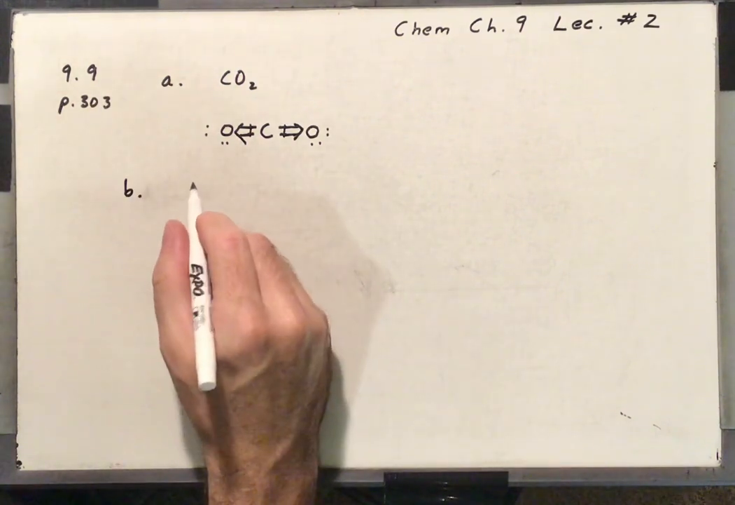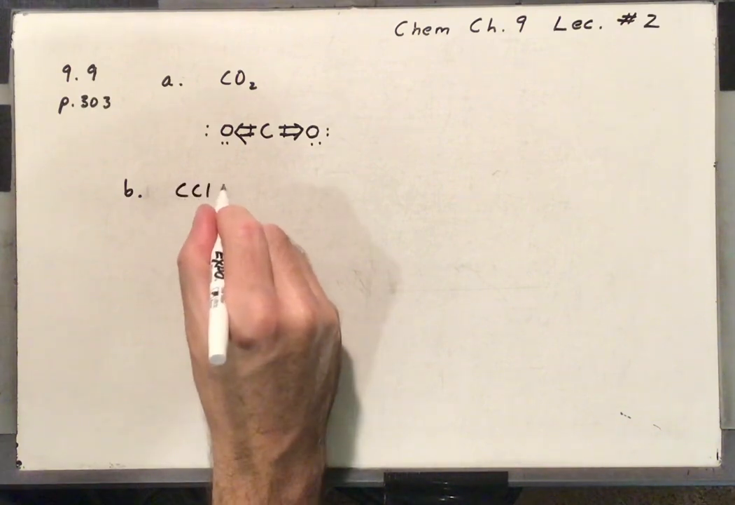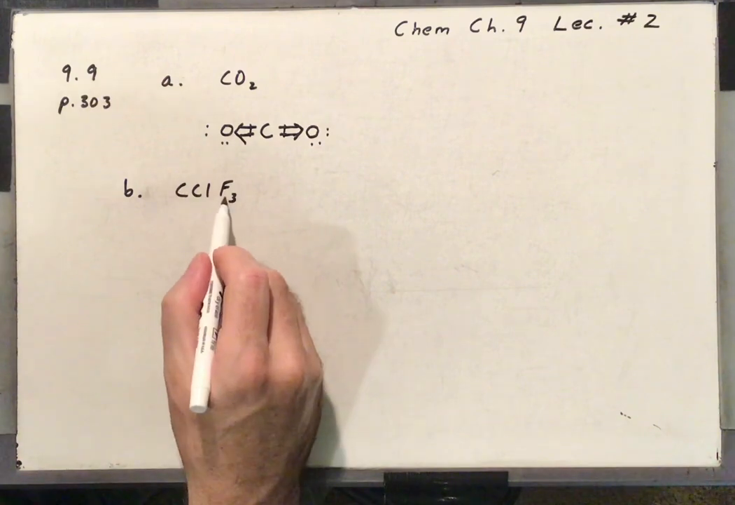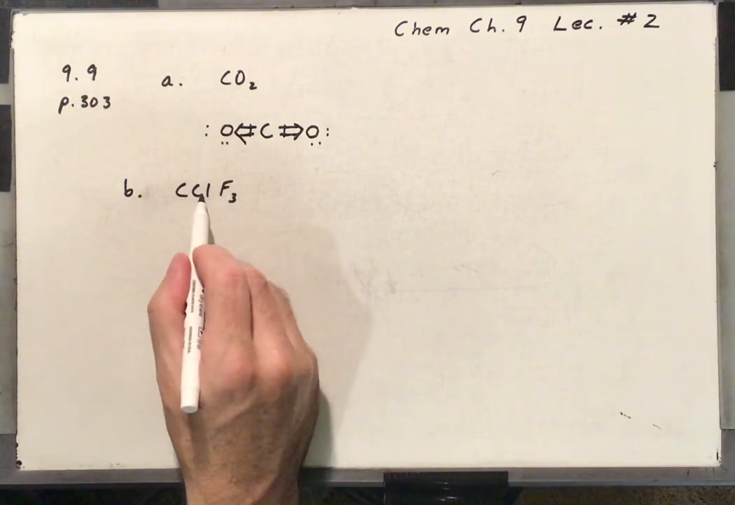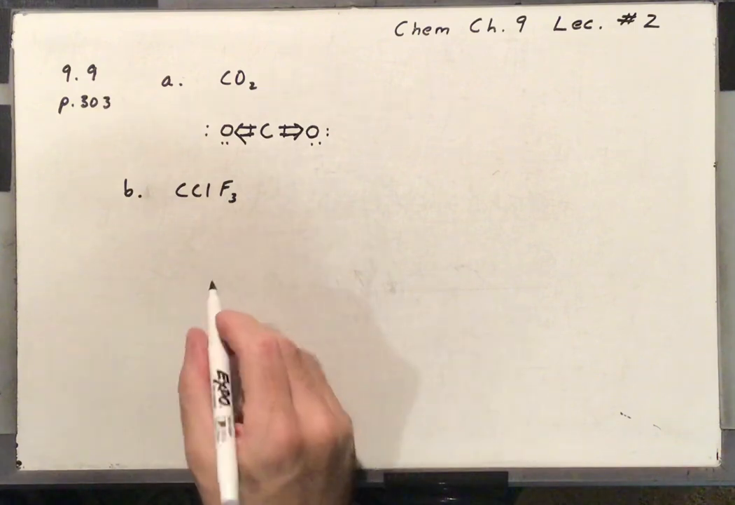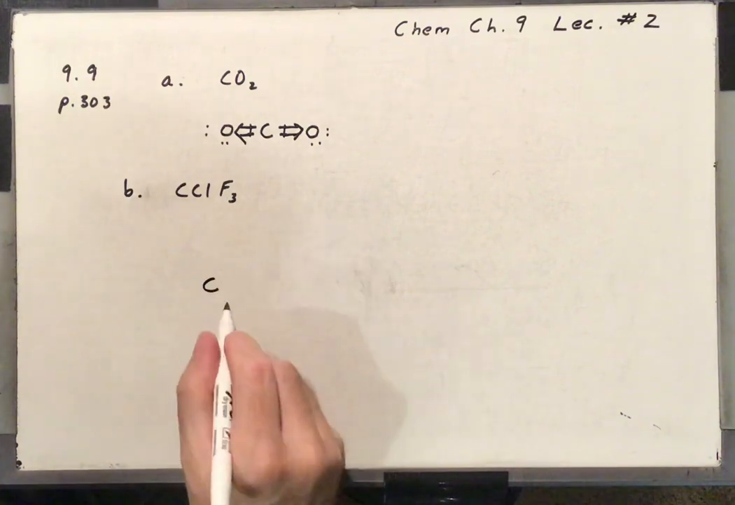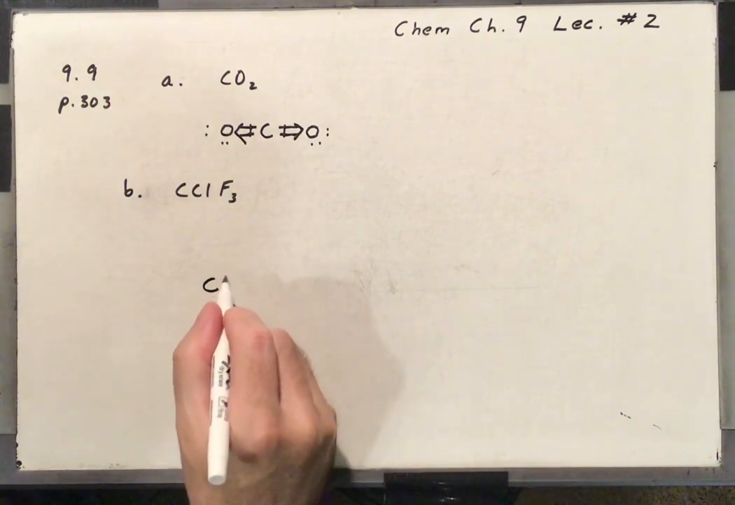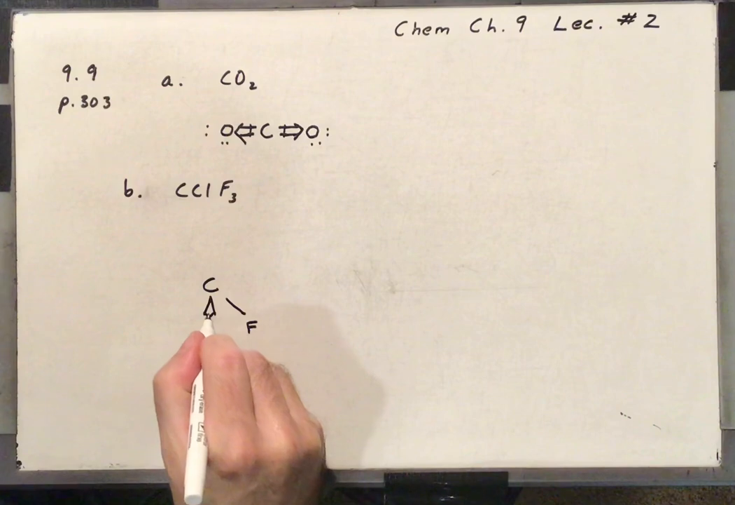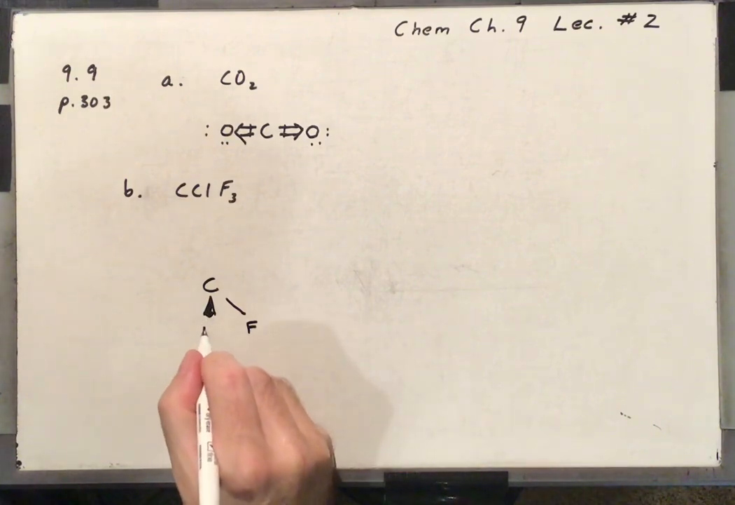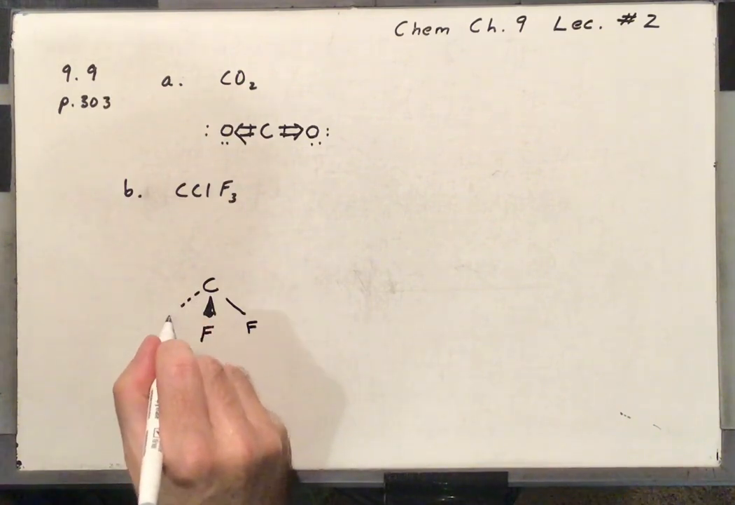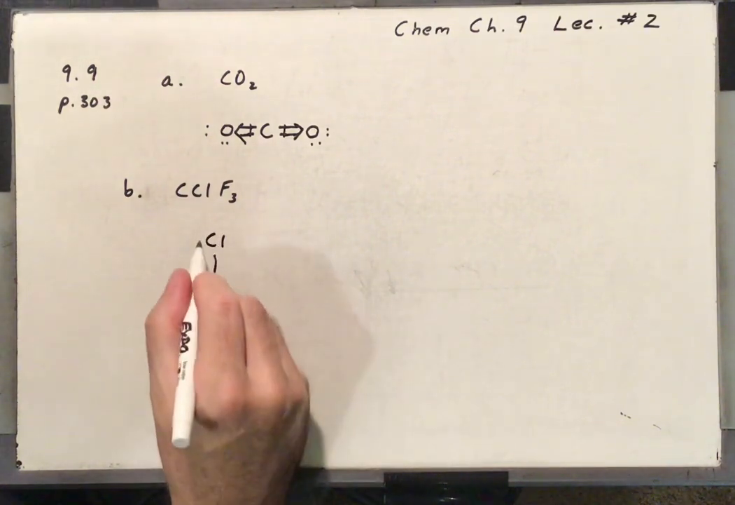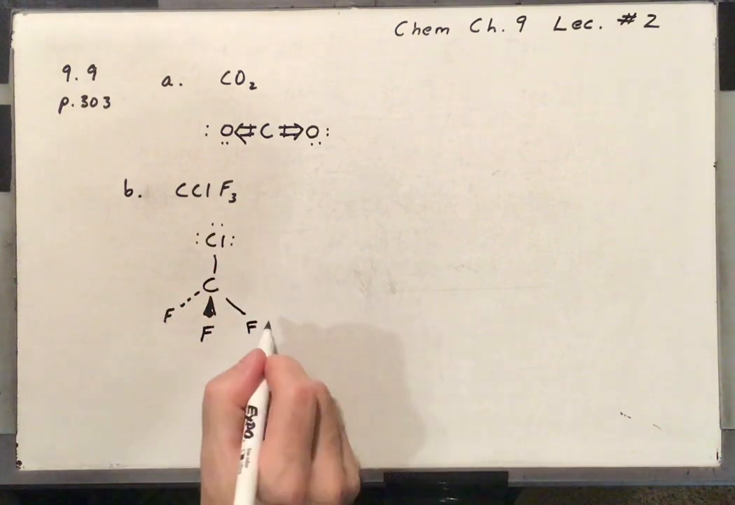All right, B, CClF3. Okay, so this is fluorines in column 7, chlorines in column 7. They can both only take single bonds. This shape would be a central atom surrounded by 4 single bonds. So what shape is that while I'm drawing? All right, that is the tetrahedron shape.